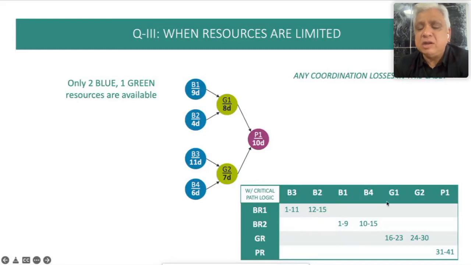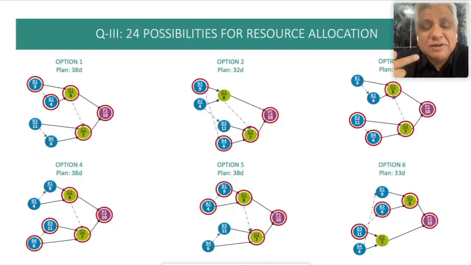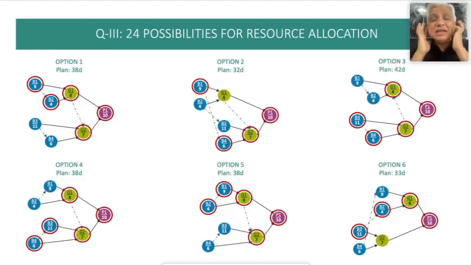And similarly, green 1 and green 2 will prioritize their work, and your project will get done in 41 days. Right? So this is what the critical path logic would tell you. And where I'm going with this is that this is actually an interesting, tough problem to solve. Critical path doesn't give us the right answer, but in the real world, it's a complicated problem.